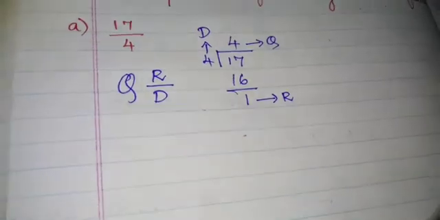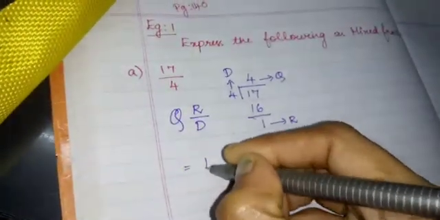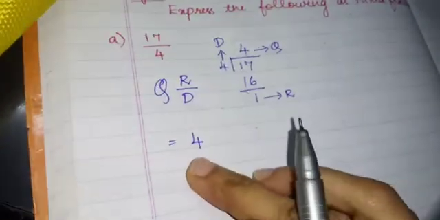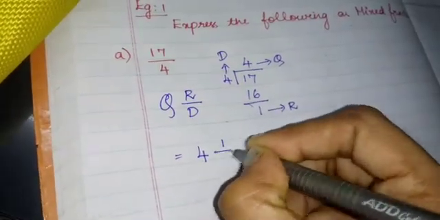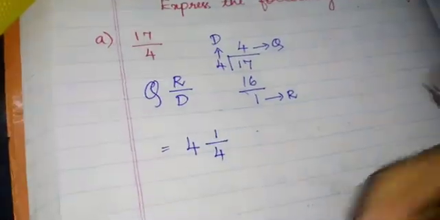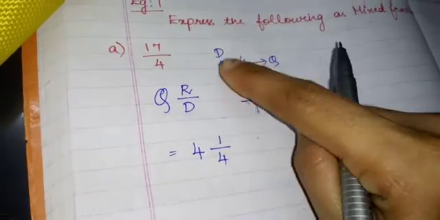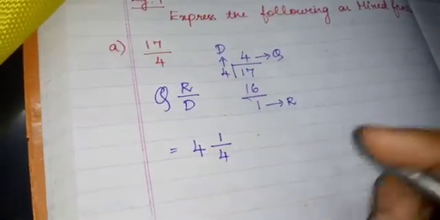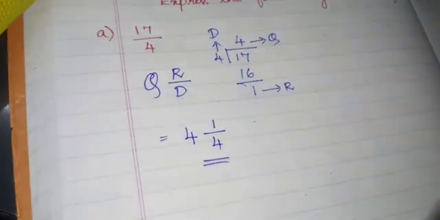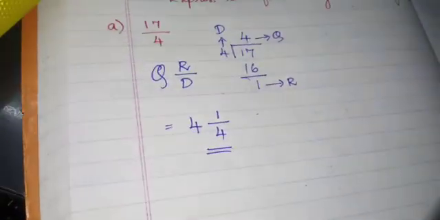So how will you write, children? 4, you can write this a little bit larger, 1 by 4. Quotient 4, remainder 1, divisor 4. 4 1 by 4 is the mixed fraction for the given fraction. Okay, this is how you should write it.